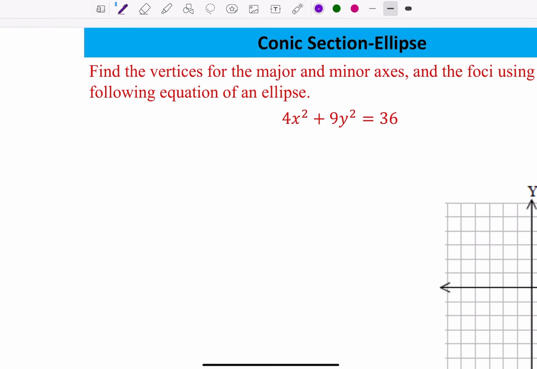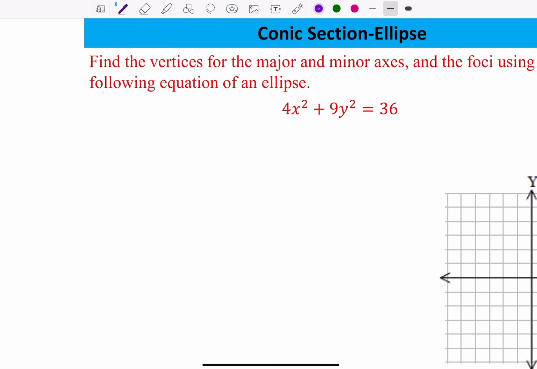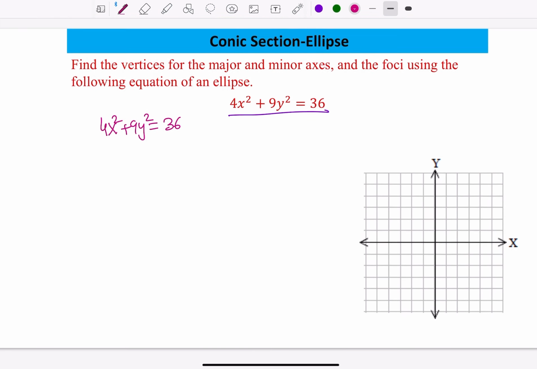Another example. Here my ellipse is not given in the nice shape and form that I'm used to seeing, so I must have a 1 on the right-hand side. We're going to divide everything on both sides by 36 first.